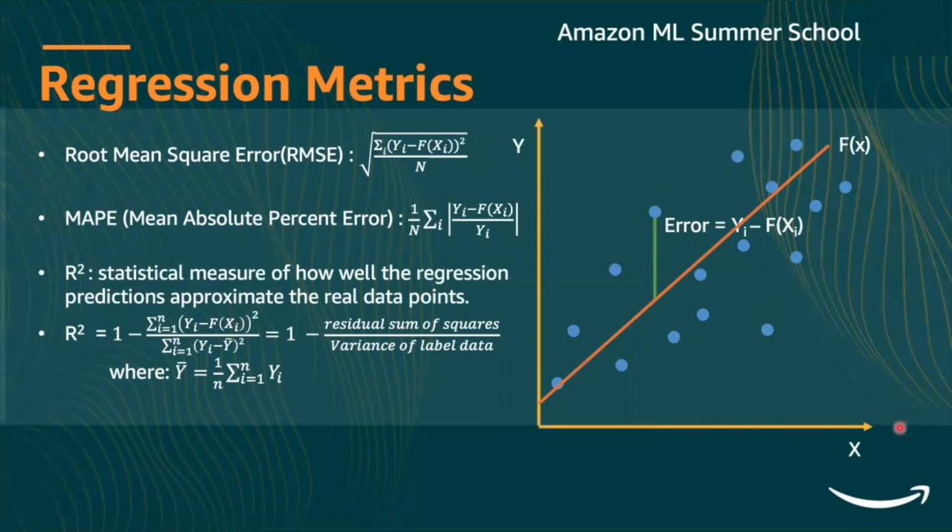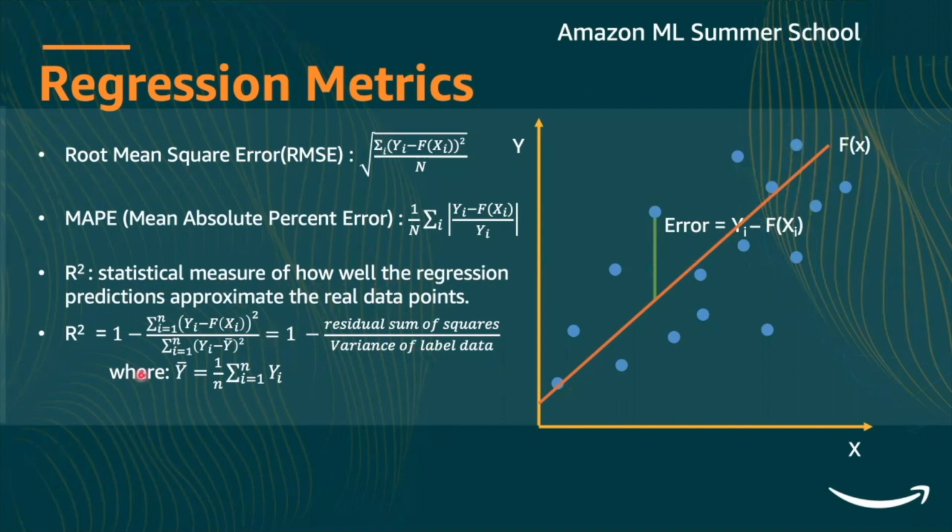R square is basically the coefficient of determination. It provides a measure of how well observed outcomes are replicated by the model, or more simply, it evaluates the scatter of the data around the fitted regression line. It is based on the proportion of total variation of outcomes, which is these errors, explained by the model. It's basically a statistical measure of how well the regression predicts the real data points. How well this line predicts these.